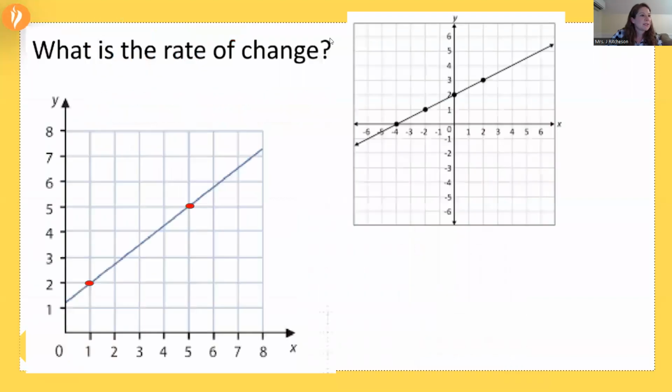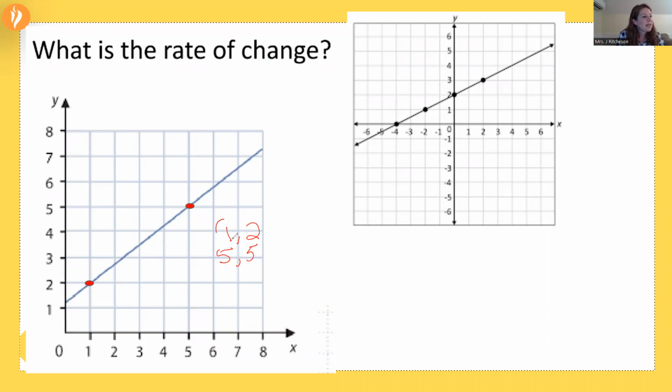Let's look at some other ones. I hope you guys are practicing these with me. All right, what is the rate of change? Well, let's see. Let's write down these coordinates. This coordinate is 1, 2. And this coordinate right here is 5, 5.